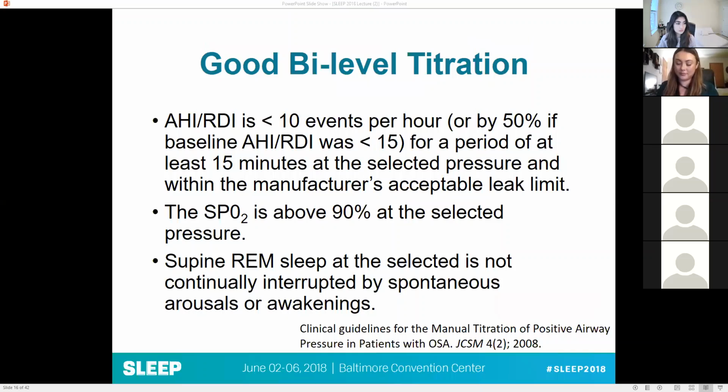So we have the definition of a good bilevel titration. That's where we get the level less than 10 or by 50%. I certainly have patients who are very obese, have a lot of upper airway compromise, and might have an apnea hypopnea index of 110. Well, I get their AHI down to 25. I actually call that a win, particularly because the pressures that would be required to control their apnea they would never tolerate. So sometimes you just have to make that call when you're titrating these patients. Next slide.